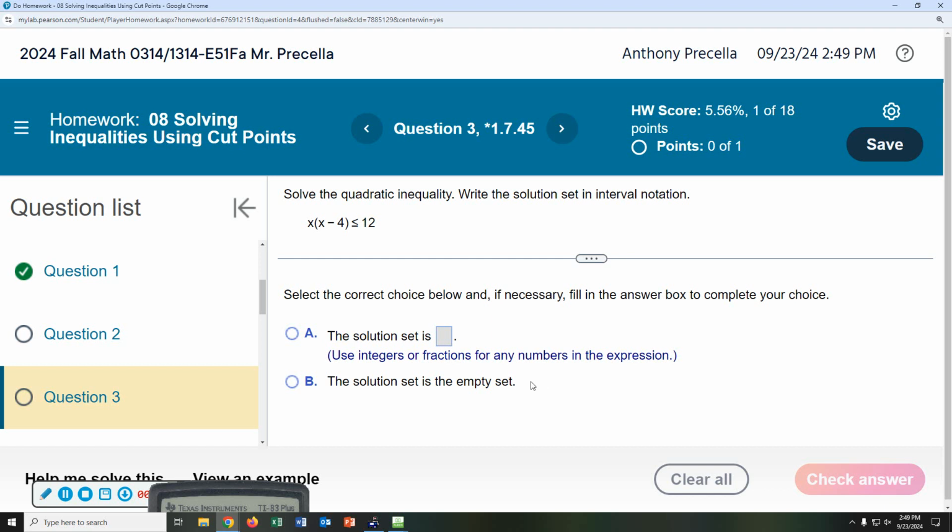Okay, this is number 3. Let me write it down. x times (x minus 4) is less than or equal to 12. Oh, you see? There. I knew they'd start giving you this option. There it is: empty set.